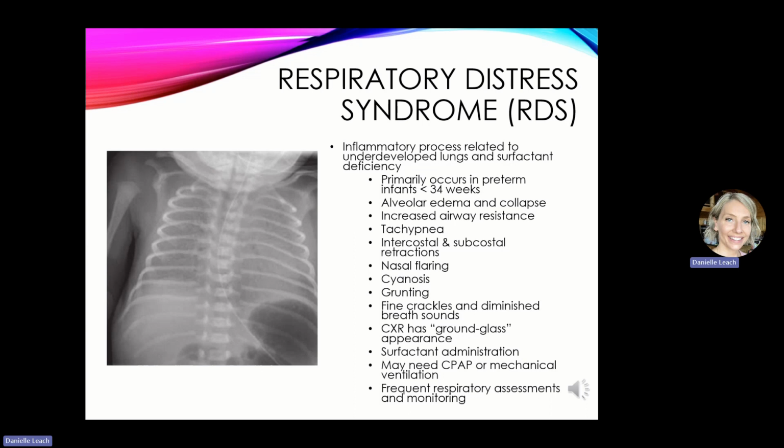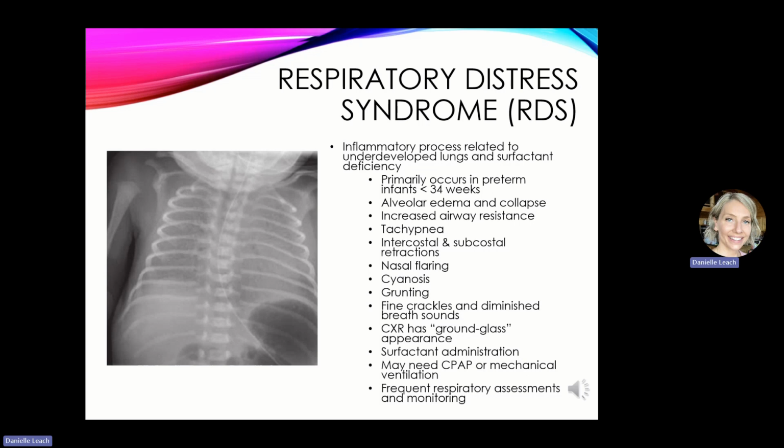Respiratory distress syndrome, also called RDS, is an inflammatory process that's exclusively related to the underdeveloped lungs and surfactant deficiency of premature babies. So this primarily is going to occur in babies that are less than 34 weeks gestation. Almost all babies that are born at 28 weeks or earlier will automatically be diagnosed with respiratory distress syndrome, but it's extremely common in preterm babies.